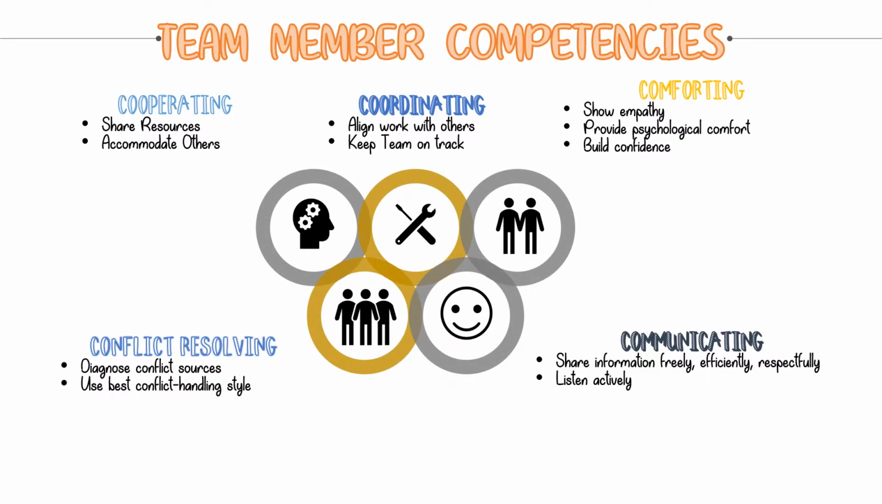Competency refers to the necessary skills and abilities to achieve the desired objectives. Team member competencies consist of the 5 C's: cooperating, coordinating, communicating, comforting, and conflict resolving. A strong team has members who share resources, keep the team on track, listen actively, build confidence, and diagnose conflict sources, and work effectively with each other to produce spectacular results.